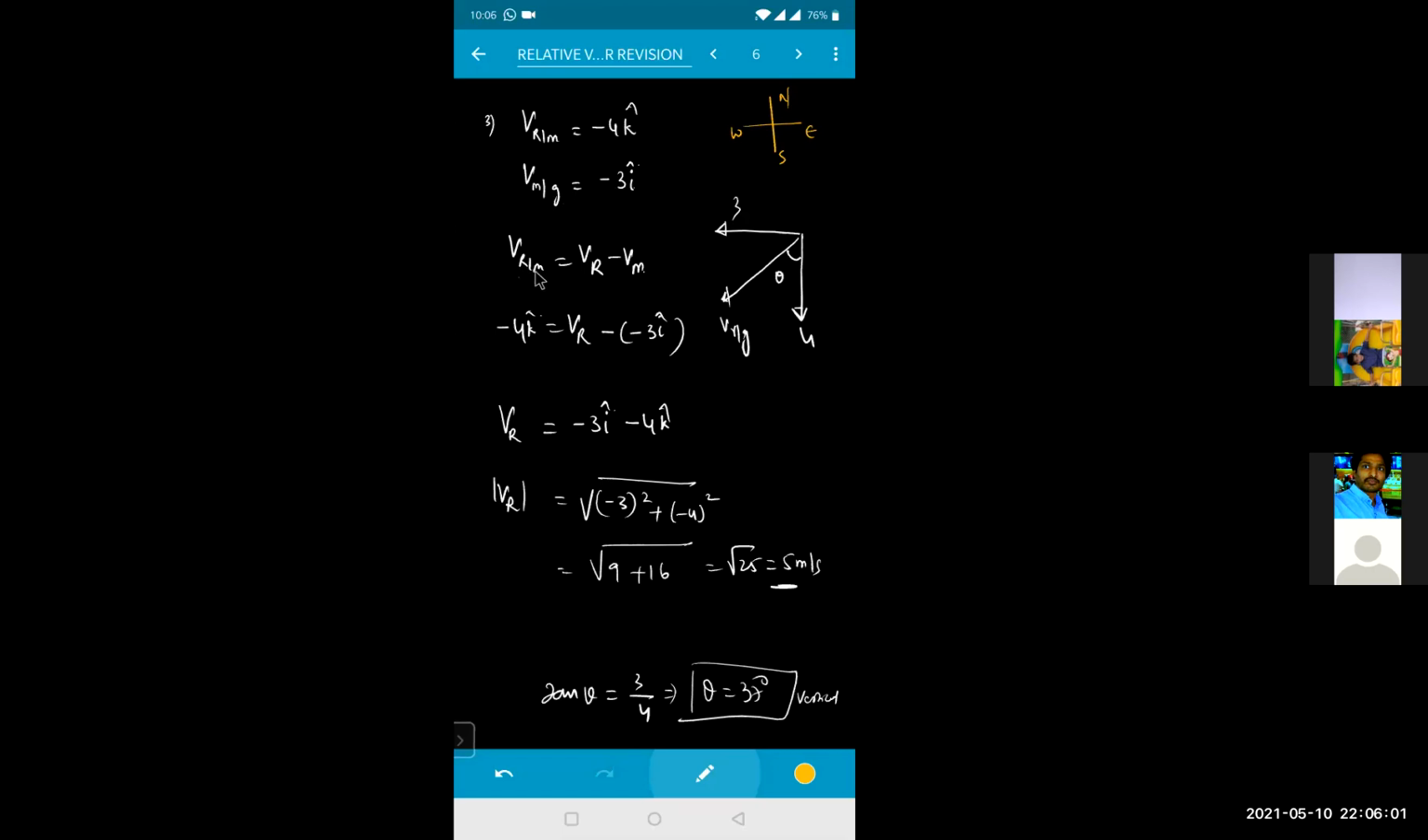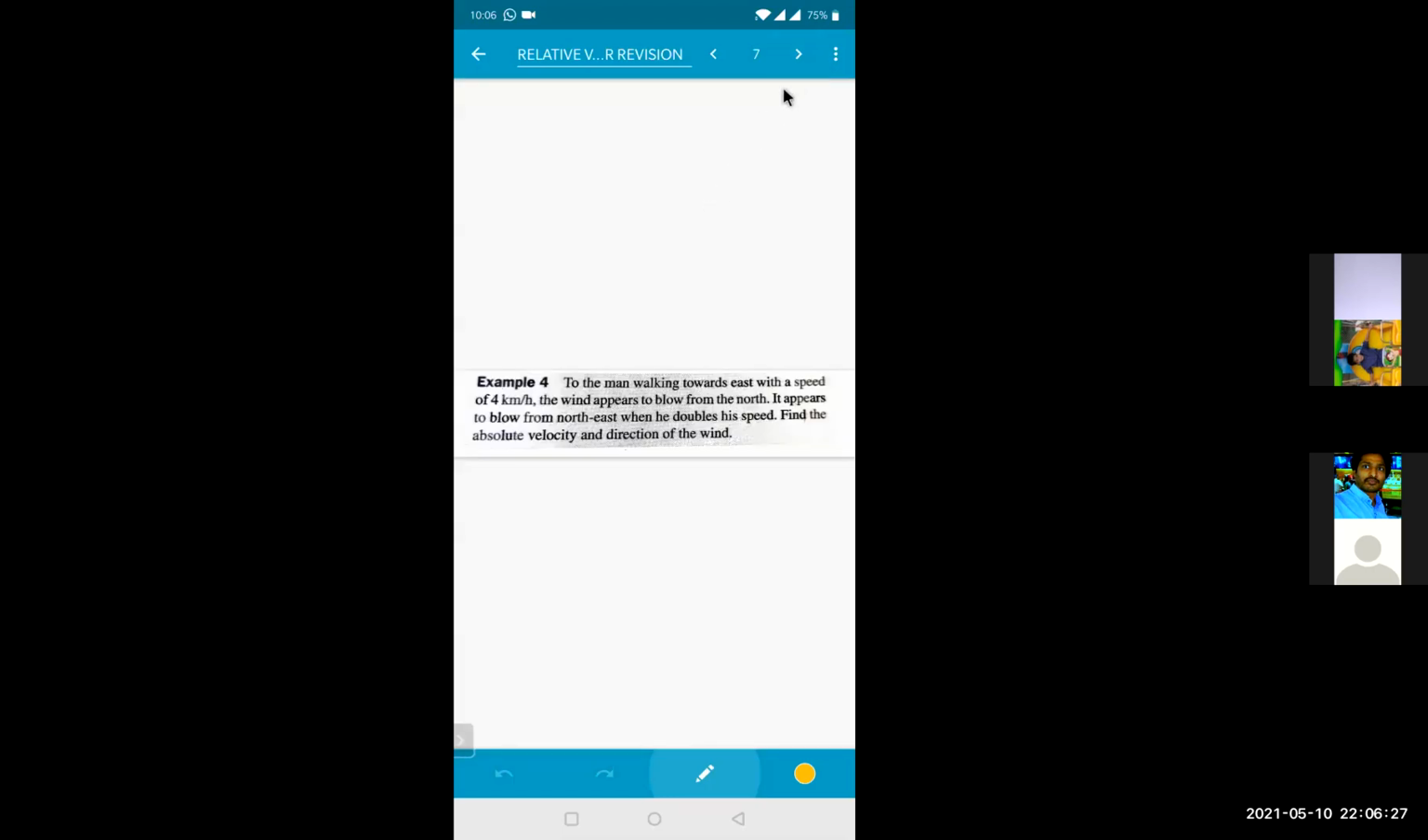So velocity of rain with respect to man means velocity of rain minus velocity of man. Okay, very good. So velocity of rain, how much did we get? Minus 4. Velocity of rain, I need to calculate. Velocity of man is minus 3. So velocity of rain will be equal to minus 3 i cap minus 4 j cap. Find the magnitude: under root of 3 square plus 4 square, that is root 25, that is equal to 5. If I need to make an angle theta, then tan theta will be equal to 3 by 4. Theta is equal to 37 degrees. Okay? Sure.